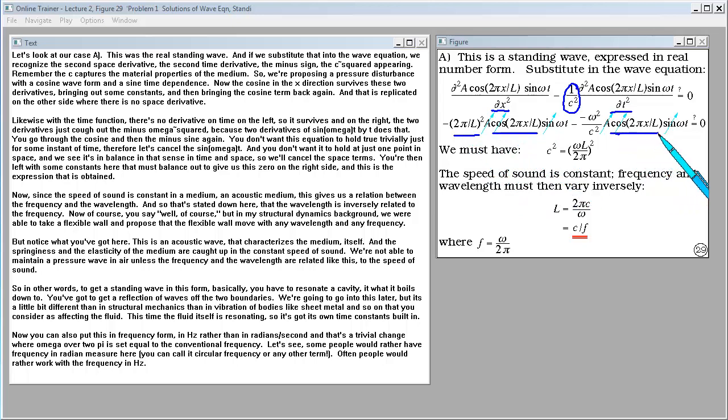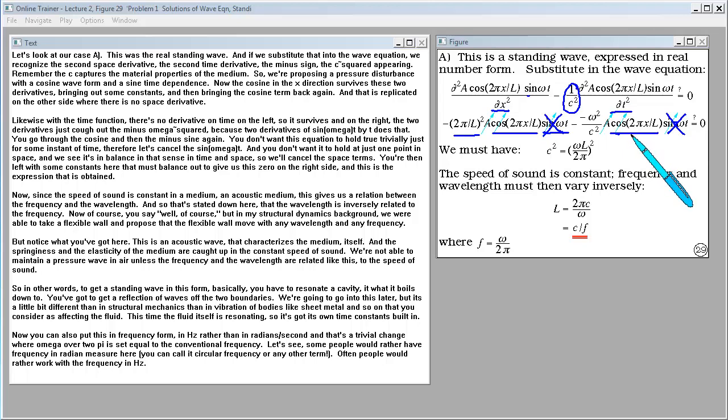Likewise with the time function, there's no derivative on time on the left, so it survives, and on the right the two derivatives just cough out the minus omega squared, because two derivatives of sine omega t by t does that. You go through the cosine and then the minus sine again. You don't want this equation to hold true trivially just for some instant of time. Therefore, let's cancel the sine omega t, and you don't want it to hold just at one point in space.